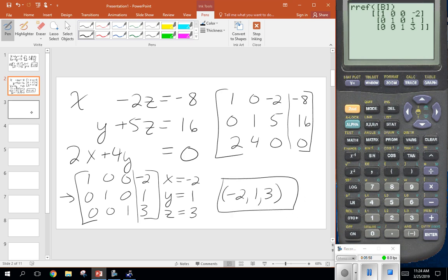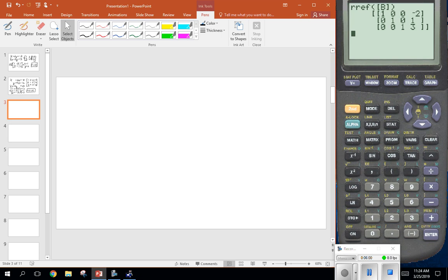All right. Some special situations can happen. Things don't always work out nicely like they should. So let's look at a couple of special cases. I'll just look at the two equation, two variable case. So let's say I have this system.